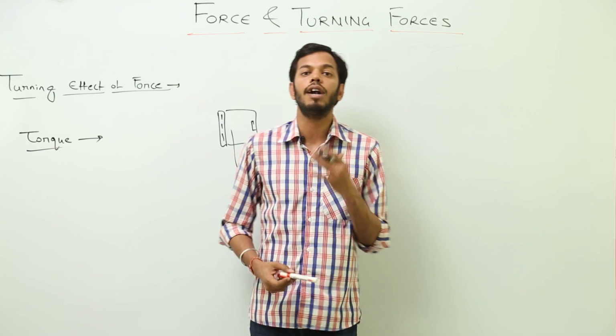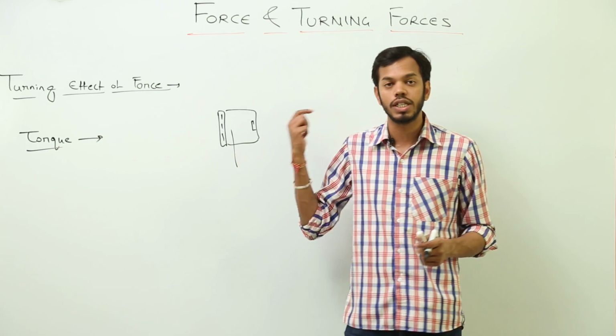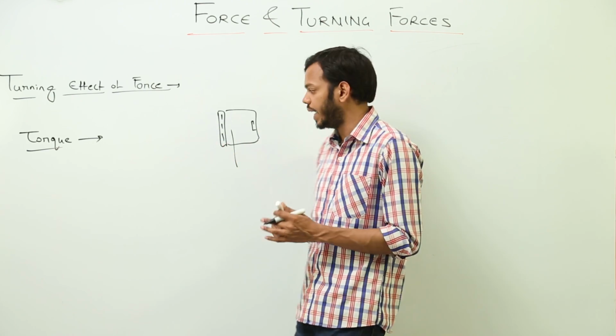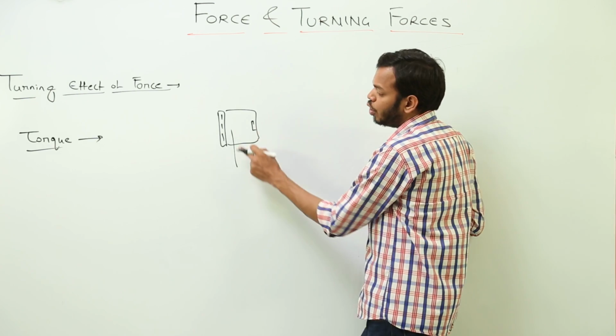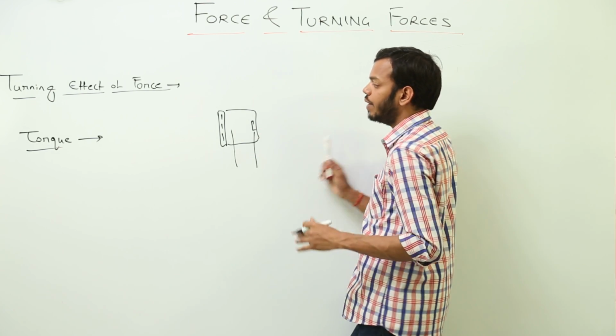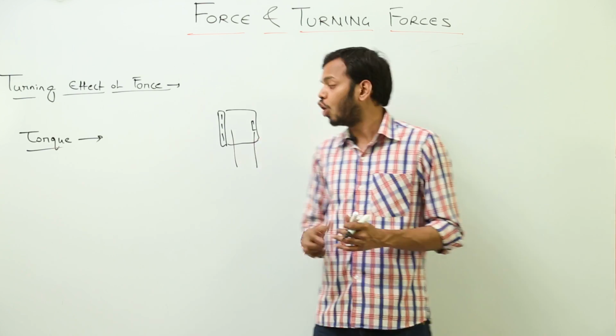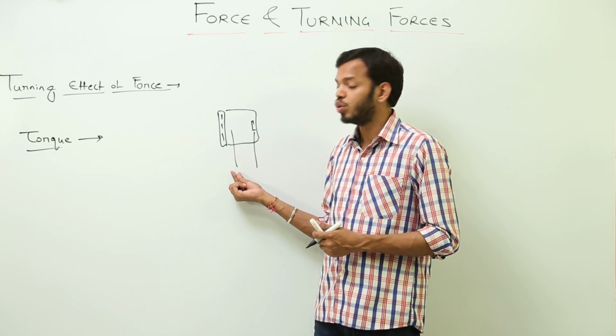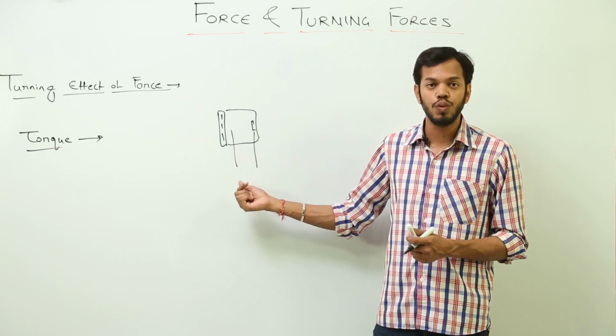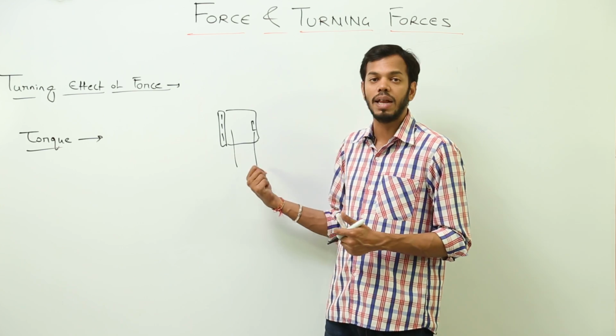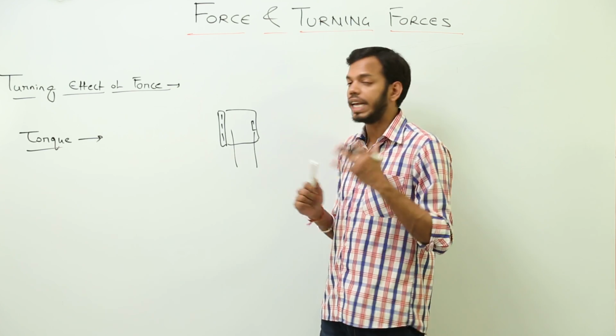It will be really hard for you to open or close the door because the force required is much larger in this case. Why? I'll tell you. But when you apply the same force near the handle, you can very easily open the door. So what is the basic difference? In this case, you have to apply a very huge force, large force. In this case, you have to apply very minimal force. So what exactly is changing?